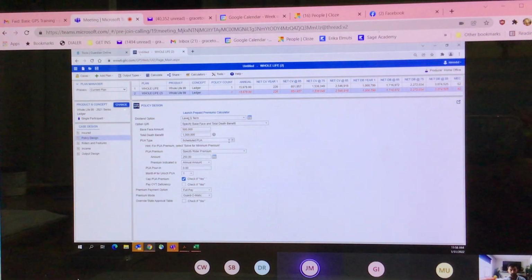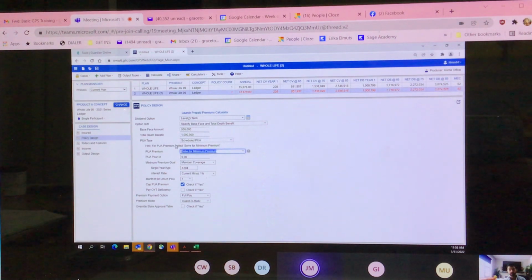PUA type, we'll want to leave it as scheduled PUA. And PUA premiums, in this case, we'll want to do solve for minimum premium. Because that way the computer is telling us how much PUA do we need to keep this death benefit, this $1 million death benefit in force.